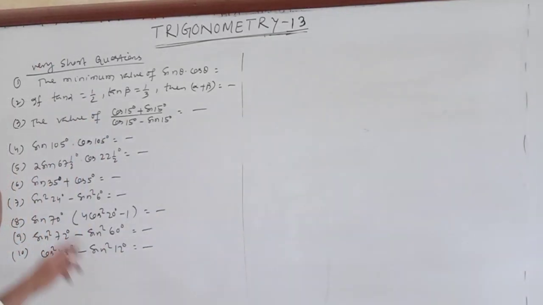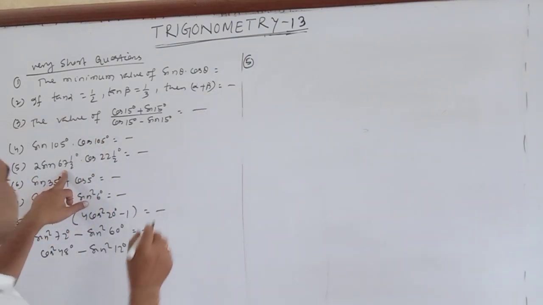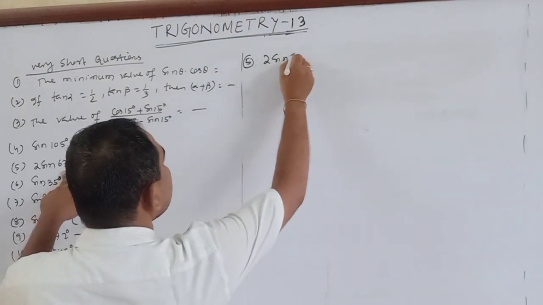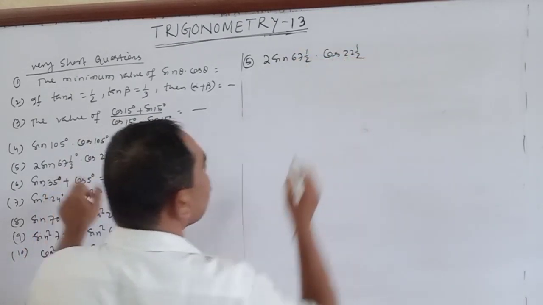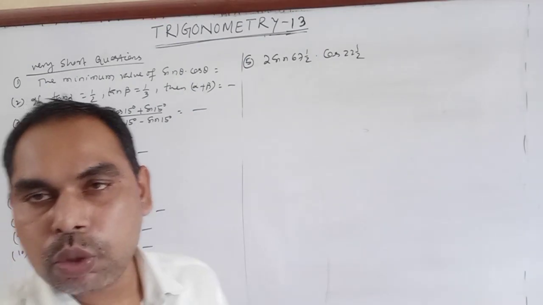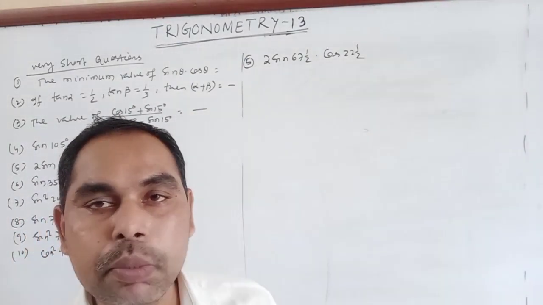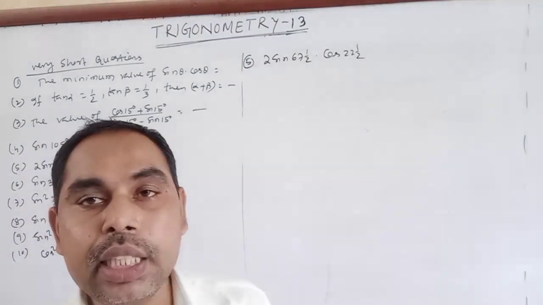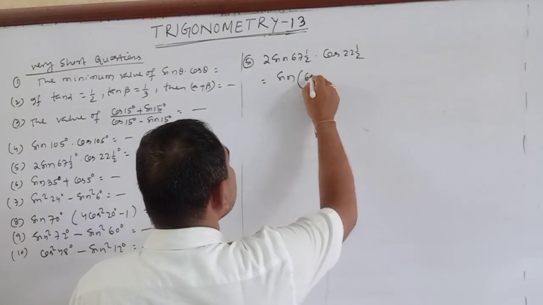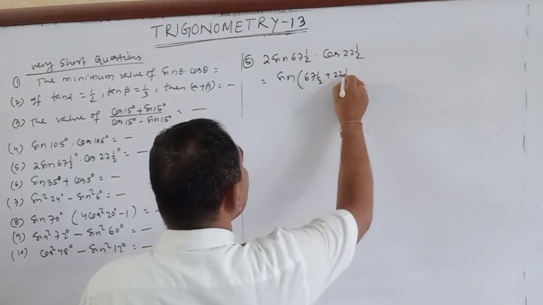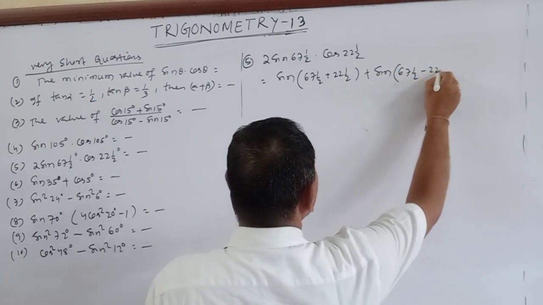Next, question number 5: 2 sin 67.5° into cos 22.5° is equal to dash. So use the formula 2 sin A cos B, which means sin(A + B) + sin(A − B). So sin(67.5° + 22.5°) + sin(67.5° − 22.5°).